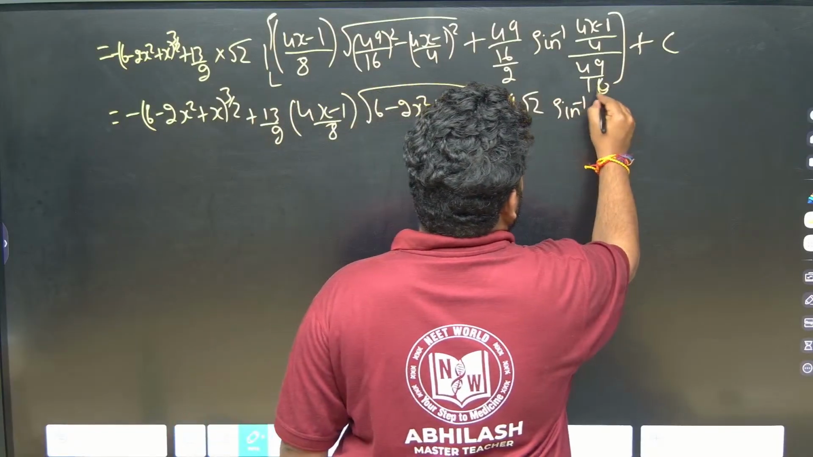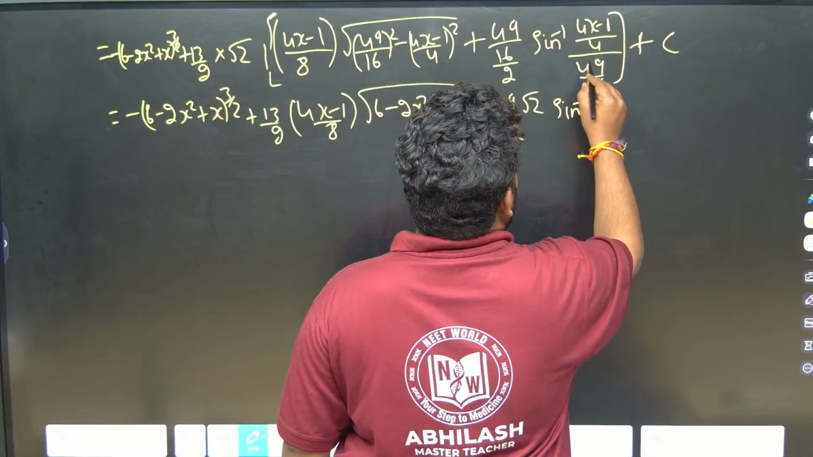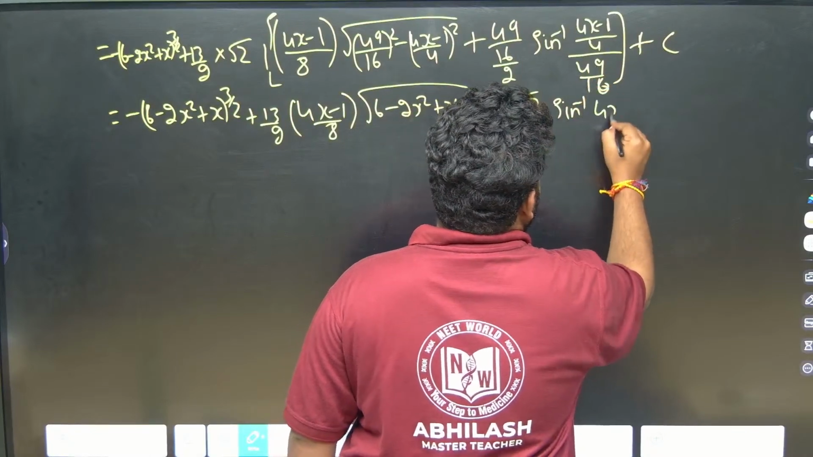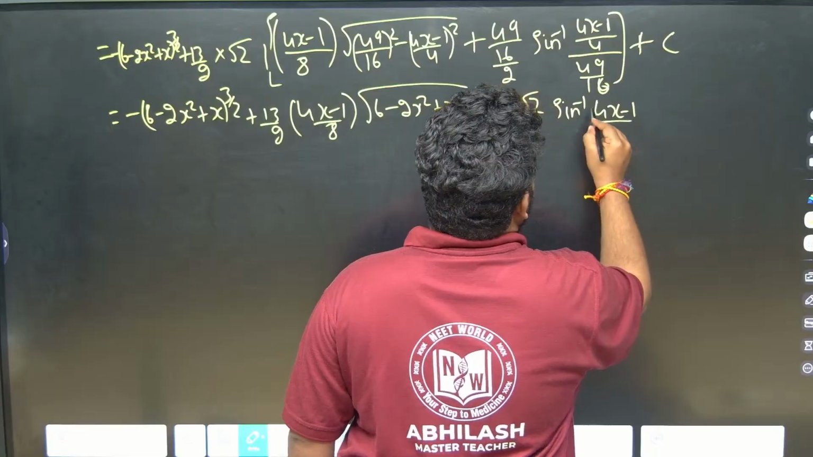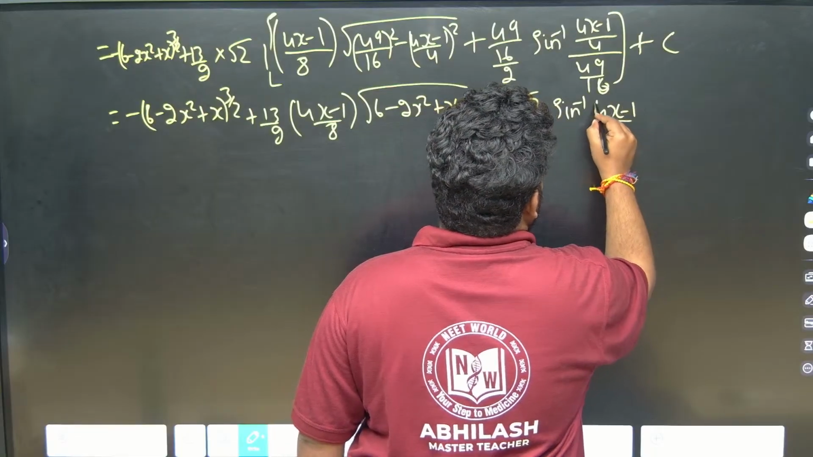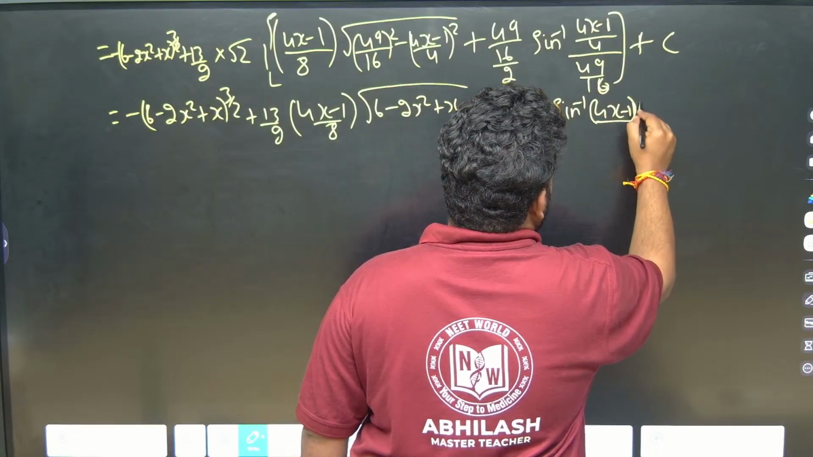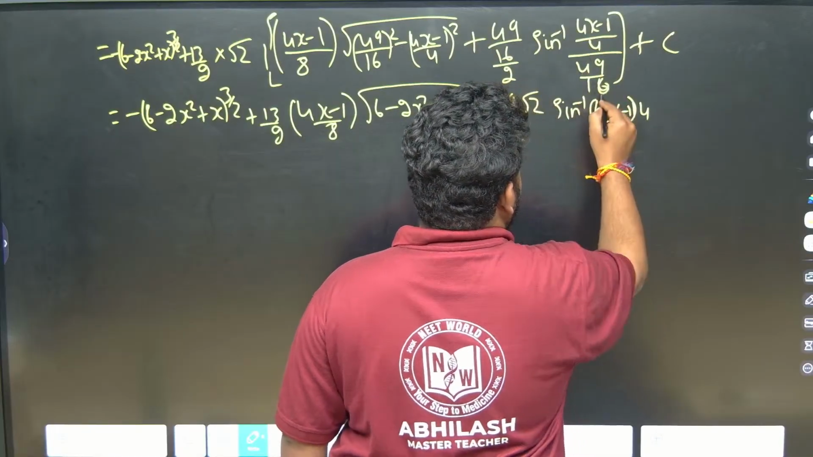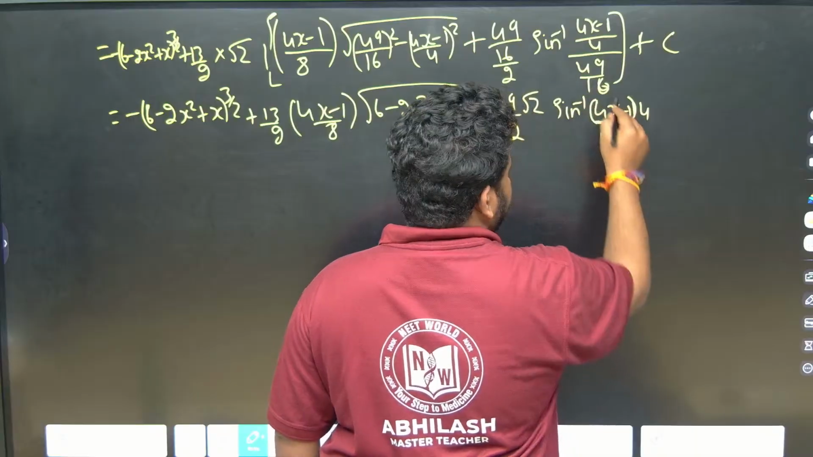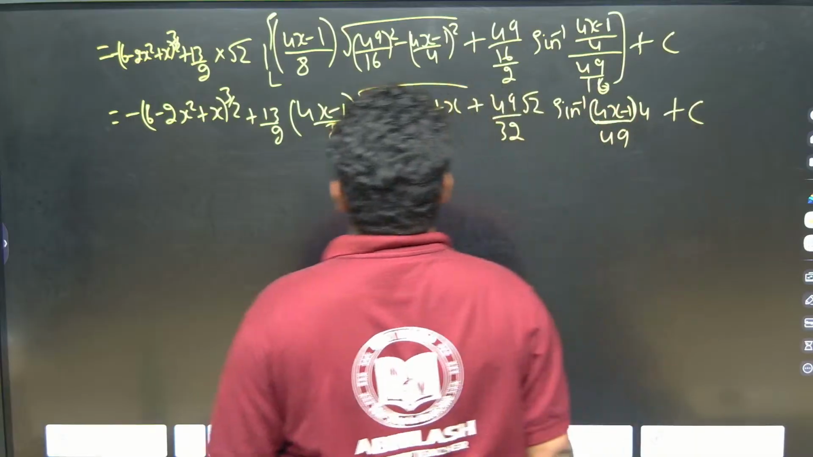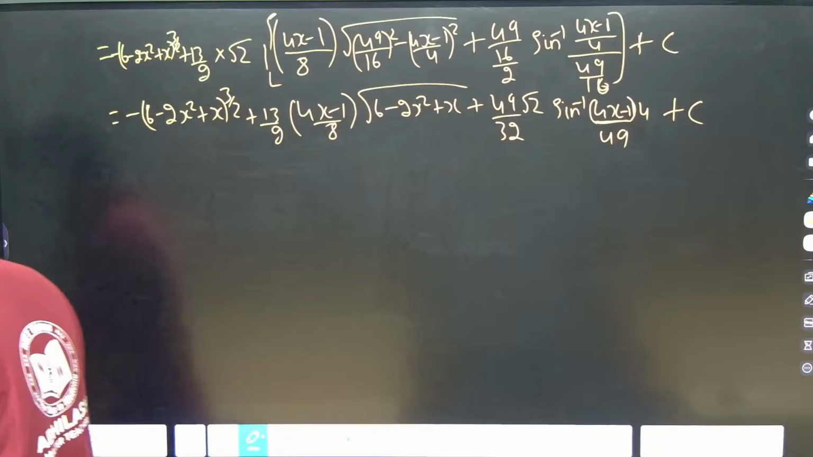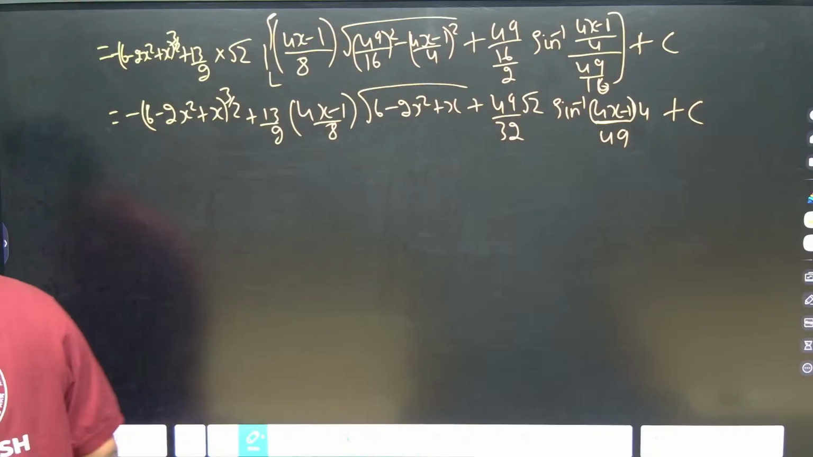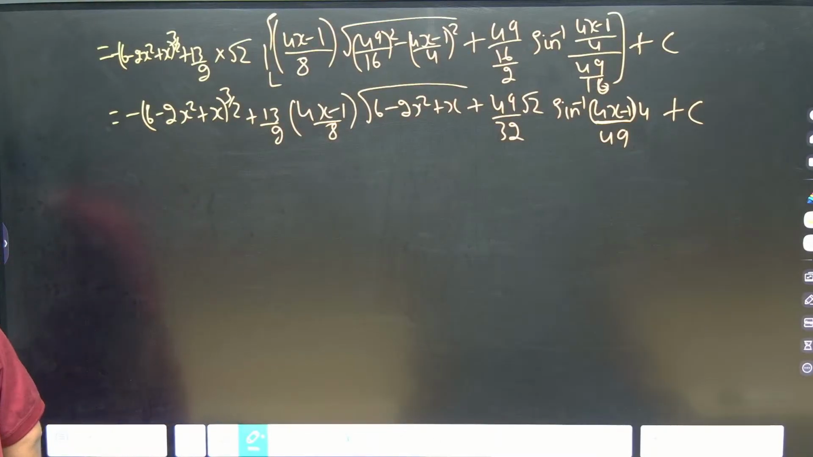So this will be what? 4x minus 4 means this will be 4x minus 1 by what? I will have 4x minus 1 into 4 here divided by 49, because 4 and 4 will cancel, and here I will have 16, plus c. This is what I would be having, friends: sin inverse of 4x minus 1.